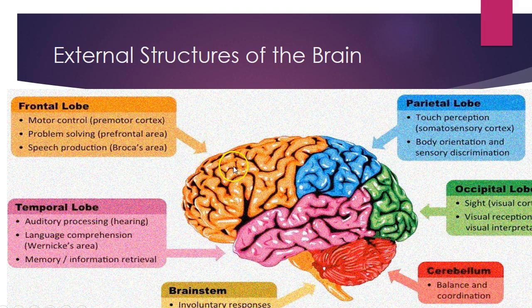Then you have your frontal lobe. The frontal lobe is responsible for motor control, problem solving, and speech production. Your temporal lobe on the side is responsible for hearing, language comprehension, and memory and information retrieval. Your parietal lobe is responsible for touch and body orientation and sensory discrimination. And then your occipital lobe is responsible for sight and visual perception and interpretation.